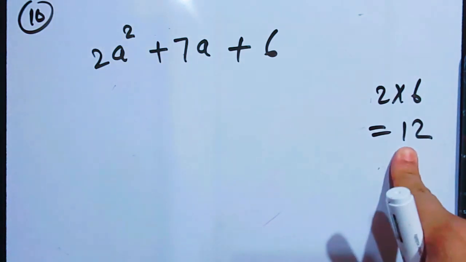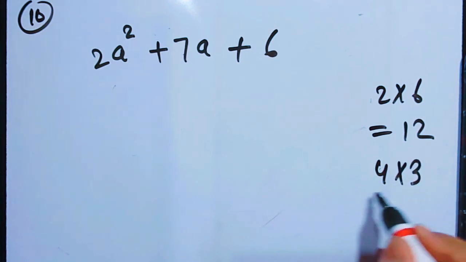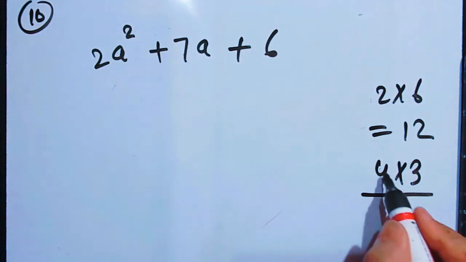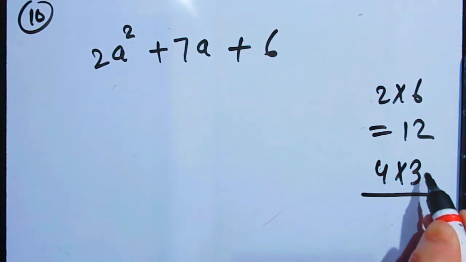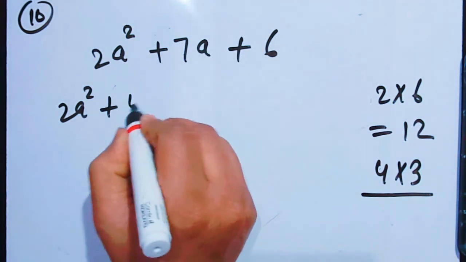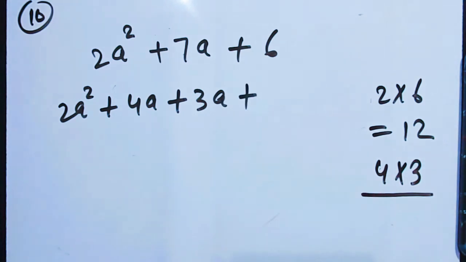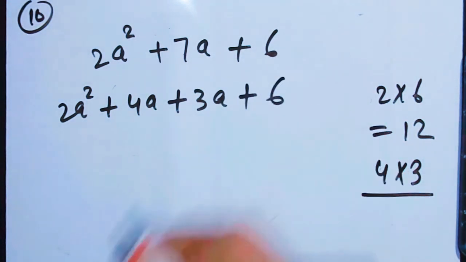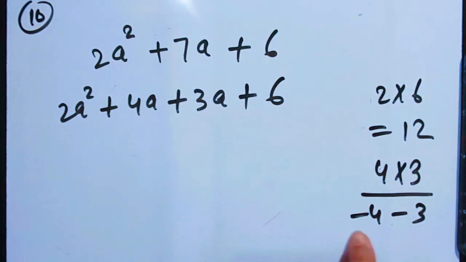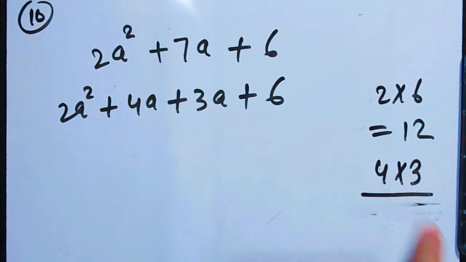Now this 12 should be broken in such a way that 4 3s are 12, so that when you add them you should get plus 7a. So I will keep both of them in plus sign. So 2a square plus 4a plus 3a plus 6. You cannot keep this as minus 4 and minus 3, because when you add minus 4 and minus 3 you will get minus 7 over here. So both of them should be in plus only.